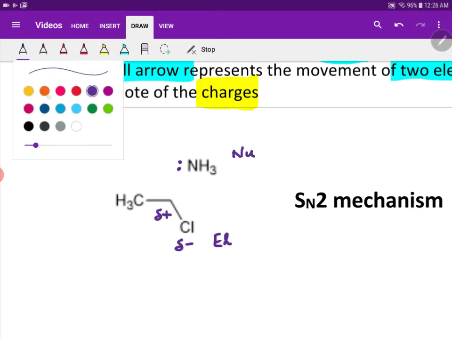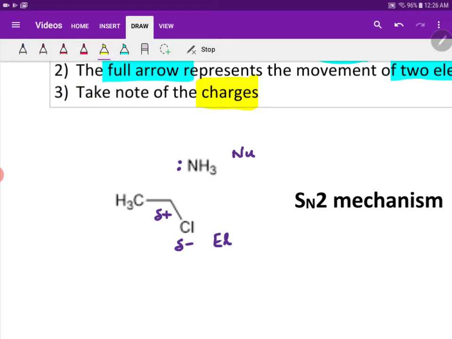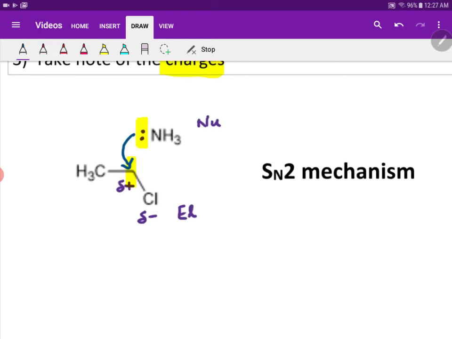And how would the electrons move? They will move from a source to a sink. This lone pair is electron rich, so it's a source. The sink is our carbon atom here. So this is our first source to sink. And then now I have to think about where the second arrow moves to.